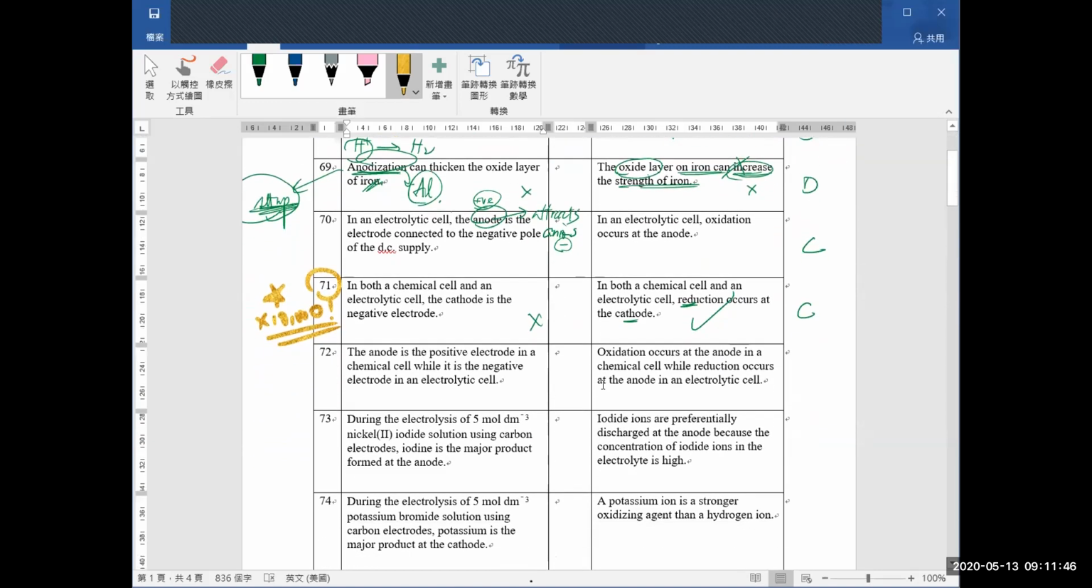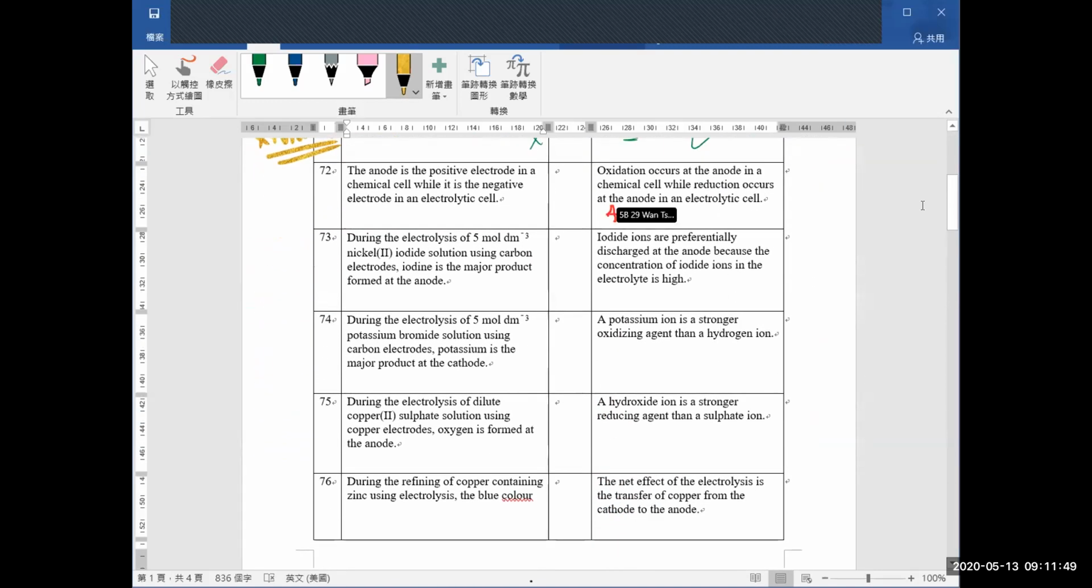72. Very authentic questions referring to the statement that I just said before. Chemical cell, anode, wrong. It's negative. Electrolytic cell, it attracts what? It attracts anions, so it is positive. It's quite the opposite. And Ox, electrolytic cell is still An Ox. Still wrong.